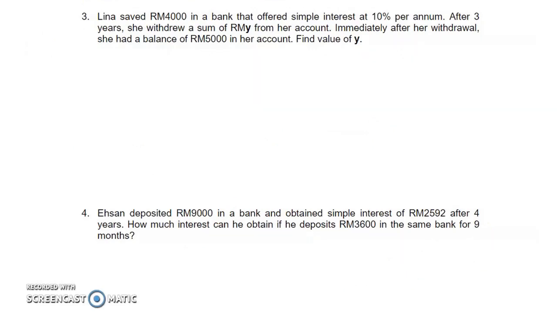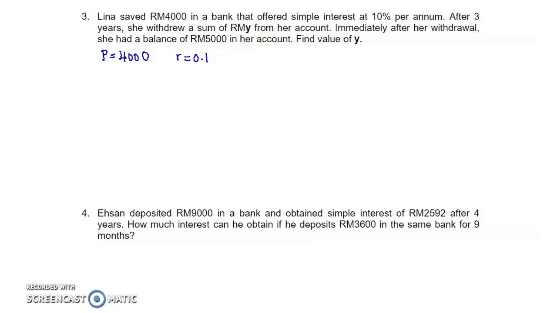Okay, now question 3. Lina saved 4,000 in a bank. Save 4,000, so P is 4,000. That offered simple interest at 10% per annum, so R equal to 10%. Per annum means per year.